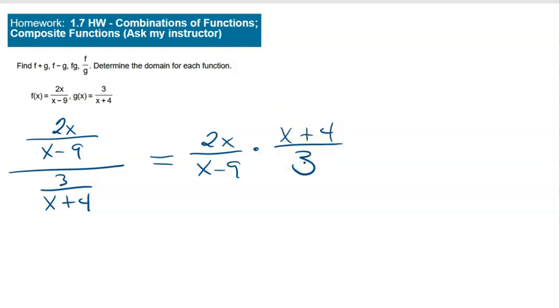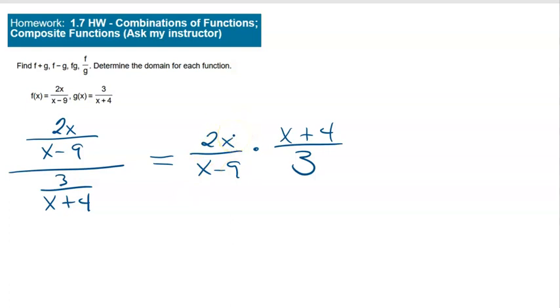Now, everything is factored at this point. So if I had any common factors, for instance, if 2 and 3 would cancel, I would cancel them. Somebody's going to say eventually, can't you cancel this x with this x? Nope, right? Because you can't cancel part of a factor. You either cancel the whole x minus 9 with another x minus 9, or you can't touch it. Same thing with the x plus 4 or the x.